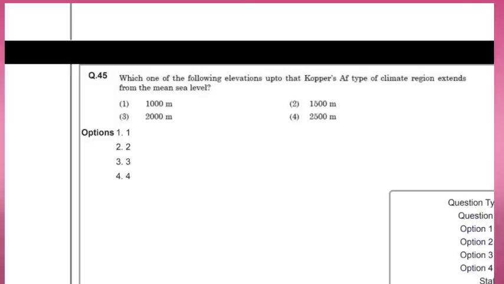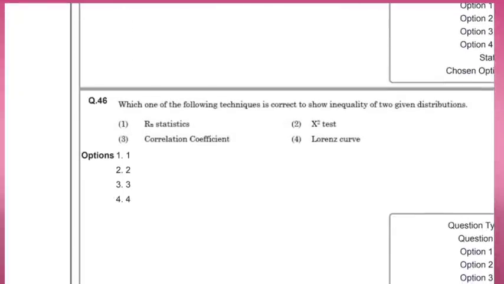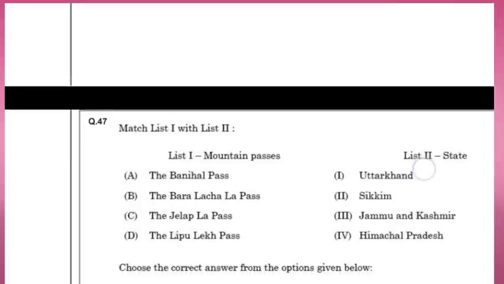And next question: which of the following techniques is correct to show inequality in a given distribution? The Lorenz curve is the right answer. The option is 4.